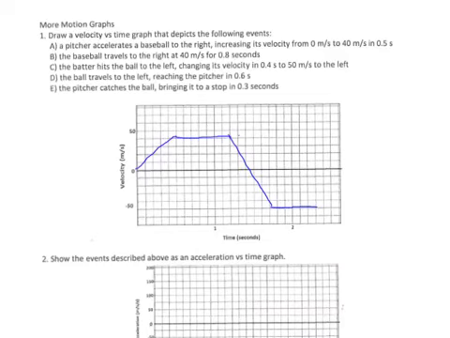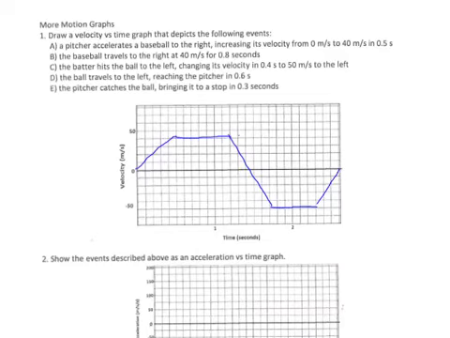And then the pitcher catches the ball. Oh, it's an out. Bring it to a stop in 0.3 seconds. That means its velocity is going to reach 0 in 0.3 seconds. And that means we're going to go like this. So there is our motion velocity versus time graph for that scenario.